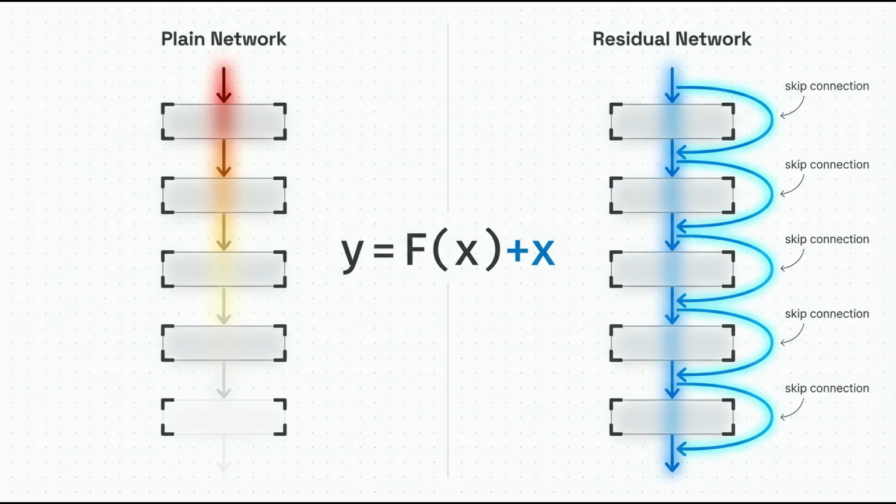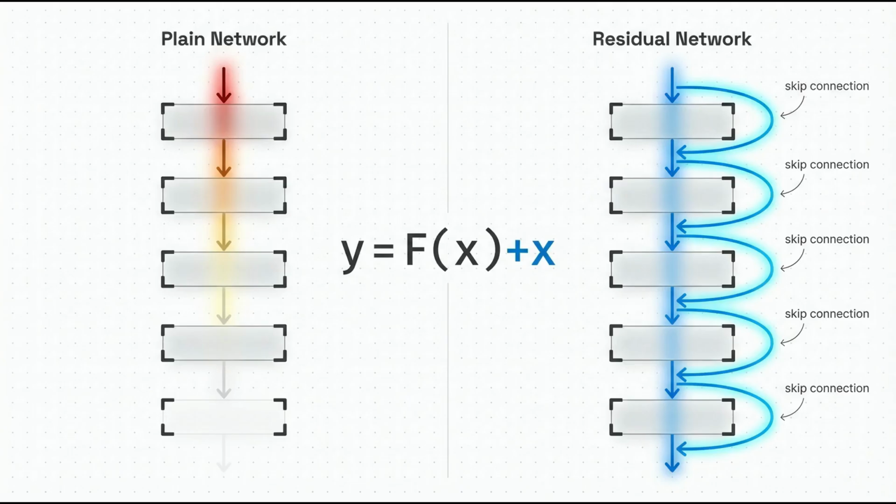This is the elevator in the skyscraper. The message from the roof reaches the ground floor directly. It doesn't have to pass through every floor. The result was spectacular. ResNet won the ImageNet challenge in 2015 with a top 5 error of 3.57%, at a depth of 152 layers, 8 times deeper than VGG.